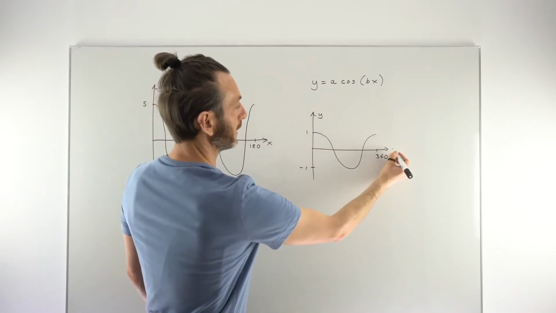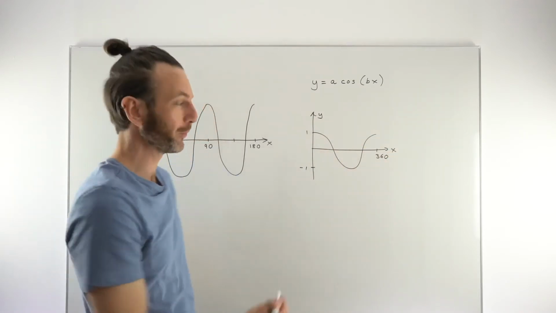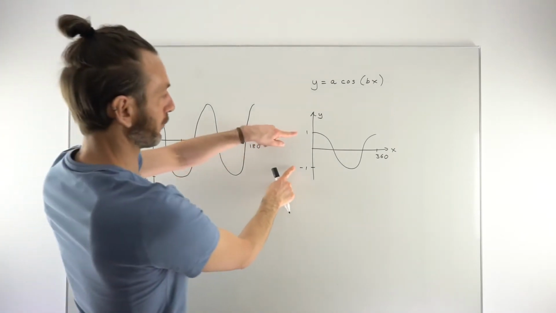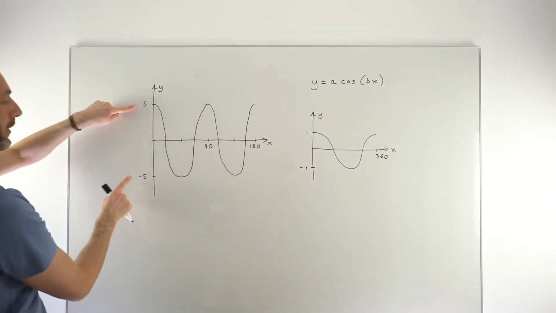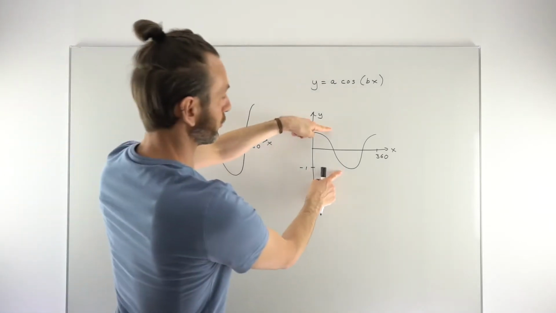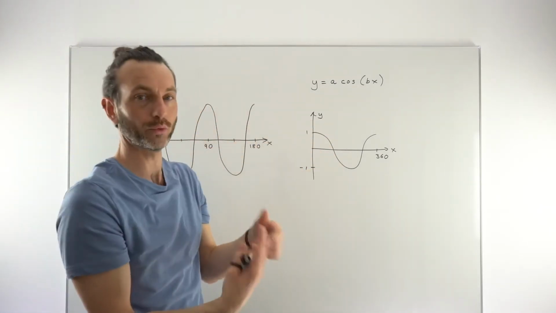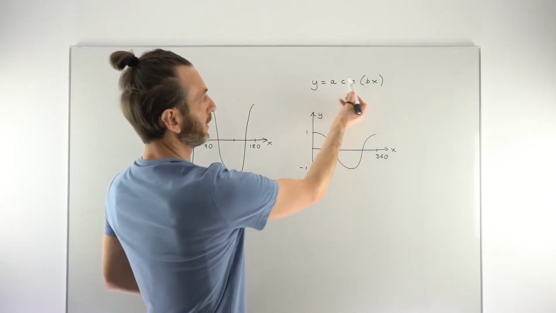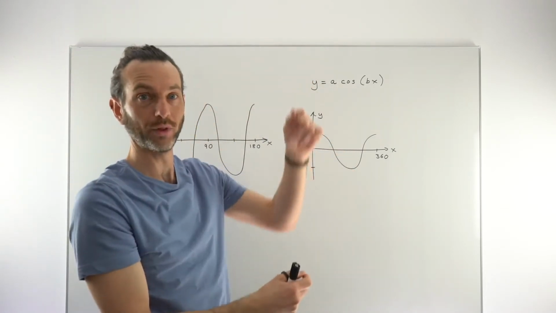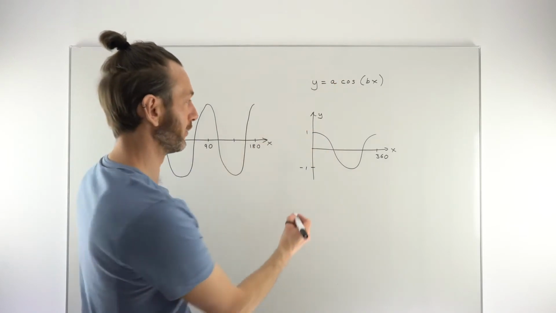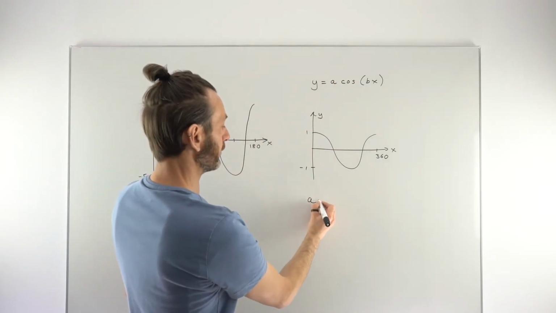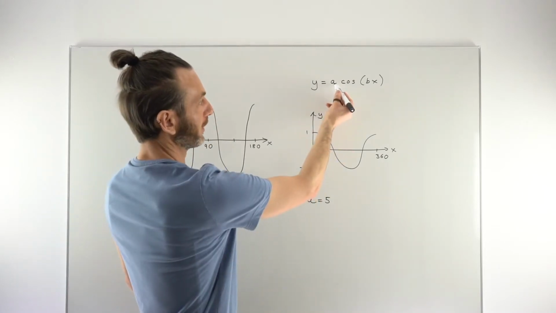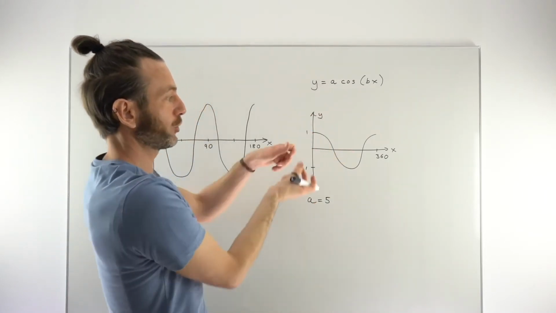So basically we're playing a game of spot the difference. What is the difference between that and that? Well, the first thing is that instead of having this range of 1 to minus 1, it's going from 5 to minus 5. So this normal cosine graph, y equals cos x, has been stretched by a factor of 5. So which of these relate to that stretch? Well, it's the amplitude value, the a value. So that tells us that the a value is 5. And you just need to know that that position of the letter makes that change to the graph.